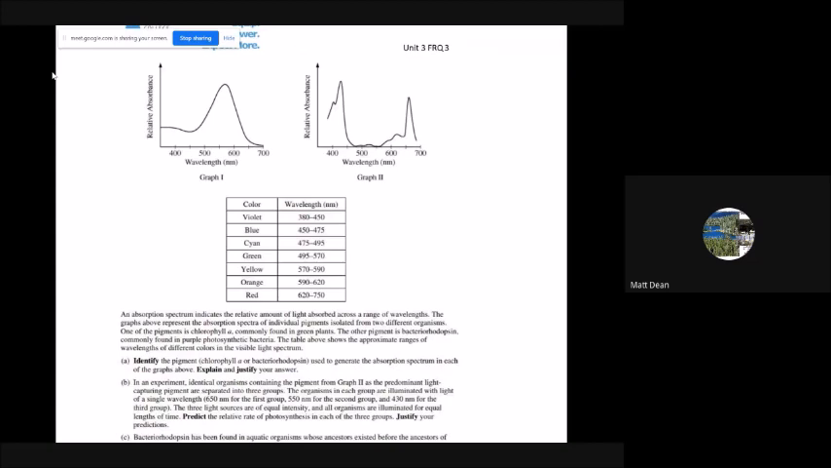All right, so you can see in part B, we've got two verbs. Identify the pigment, chlorophyll A or bacteriorhodopsin, used to generate the absorption spectrum in each of the graphs above. Explain and justify your answer. So let's start with graph 2.